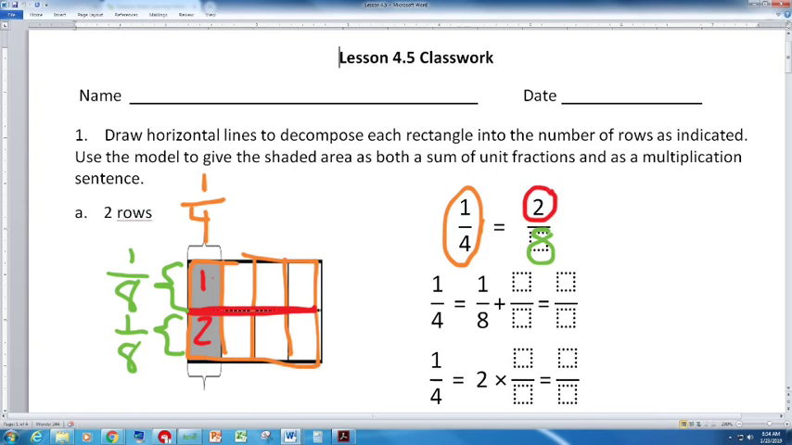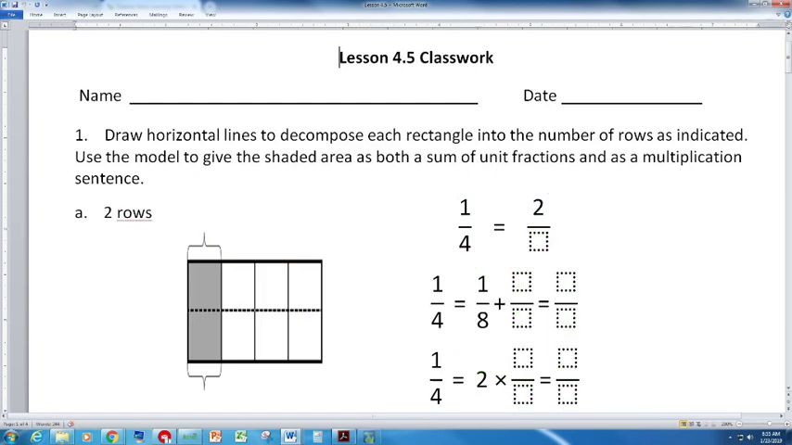So how many do we have? We have 2. So we have 1/8 plus 1/8, which equals 2/8. Whenever we do repeat addition like this, where we have two 1/8s, we can just multiply by 2. So 2 times 1/8, just like we did last lesson, equals 2/8. That's all we're doing: showing it and breaking it up when we're multiplying.